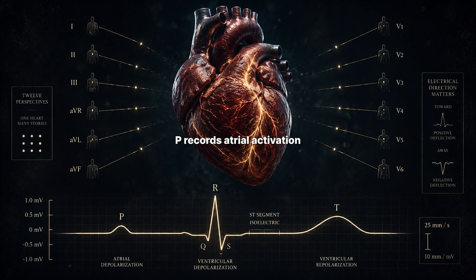P records atrial activation. QRS records ventricular activation. T records ventricular recovery. The ECG does not draw the heartbeat. It draws the electricity that organizes it.